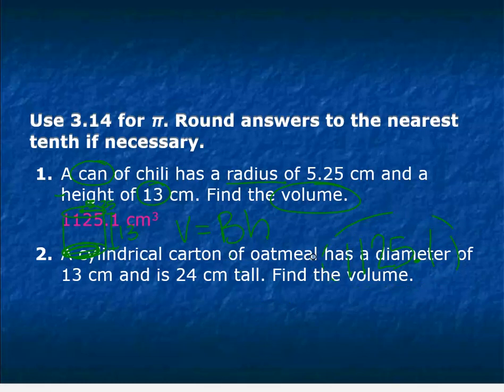Alright, so we do see the word cylindrical. A carton of oatmeal has a diameter of 13 centimeters and is 24 centimeters tall. Find the volume. So again, they say the word cylinder, so I'm going to draw a cylinder. It has a diameter of 13. Remember, diameter is everything, so 13. And it is 24 centimeters tall. So find the volume again.